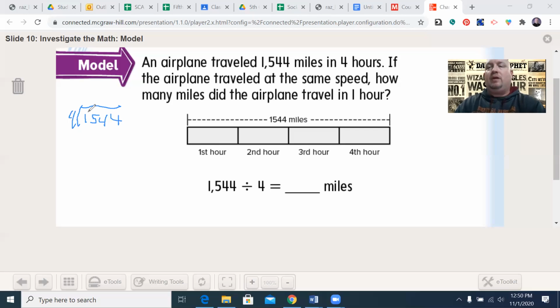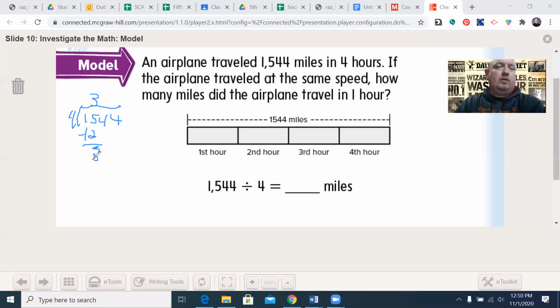So the same thing applies here. 4 doesn't go into 1. So I need to regroup that one group of 1,000 as 10 hundreds. So 10 hundreds plus 5 hundreds is 15 hundreds. And 4 will go in 3 times. 3 times 4 is 12. I subtract. I have 3 left.